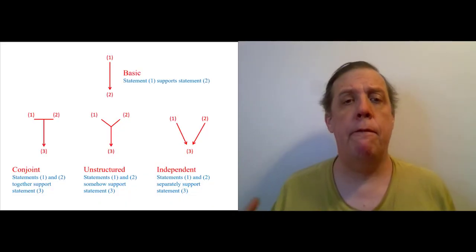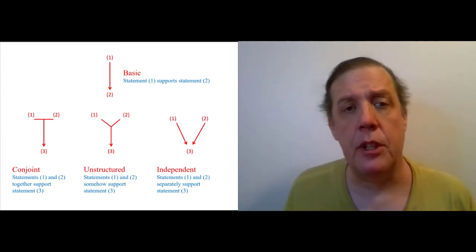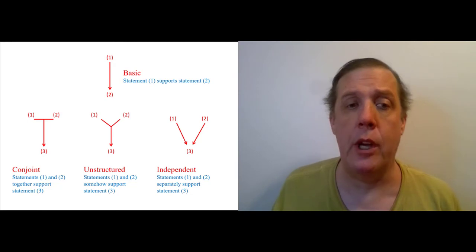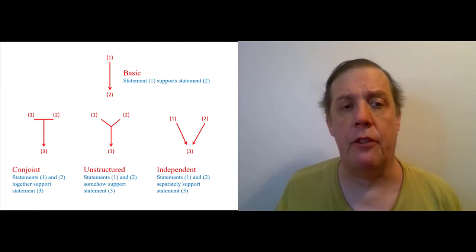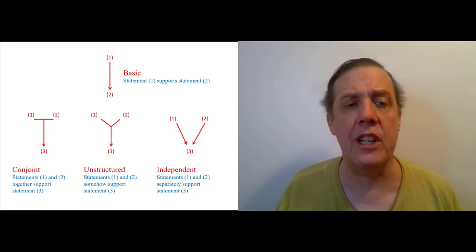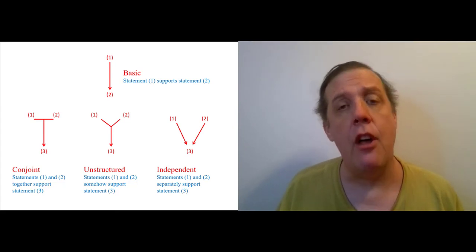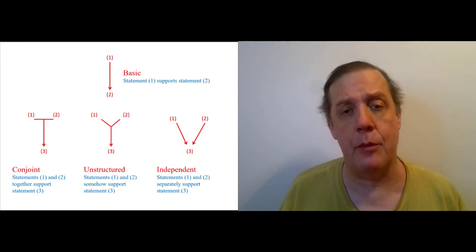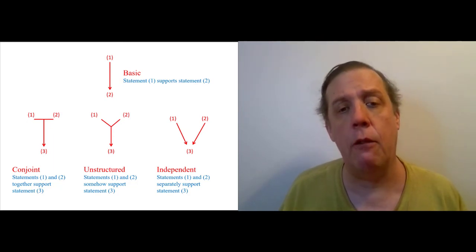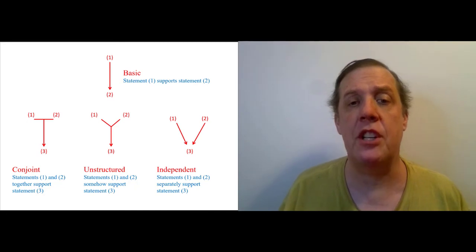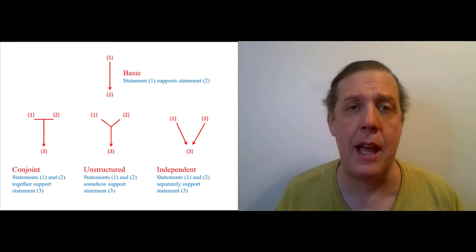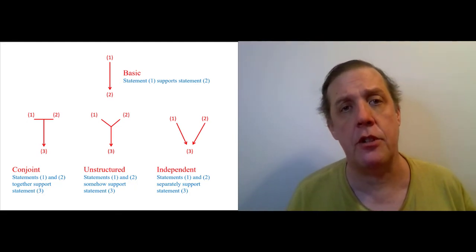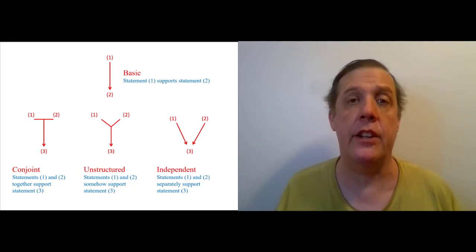So again, we have 4 basic elements. The simplest one is a straight line for 1 premise, 1 conclusion. The conjoint form looks like a T. You've got 2 premises both working together to get the conclusion. The unstructured form looks like a Y. In this case, we don't know how the premises relate to each other. And the final form is a V, which indicates that the premises are independent. So either one on its own is sufficient to meet the standard of proof in this context.